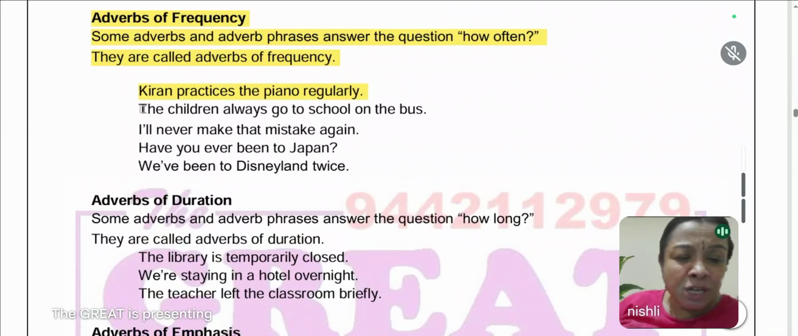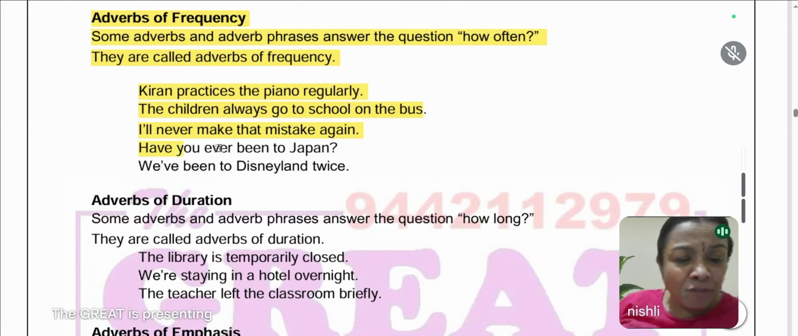Next one, the children always go to school on the bus. So you have to ask the question, how often do they go to school? They always go to school on the bus. Always, that is the adverb there. Next is, I'll never make that mistake again. So again is the adverb here. How often? Again. I'll never make that mistake again.